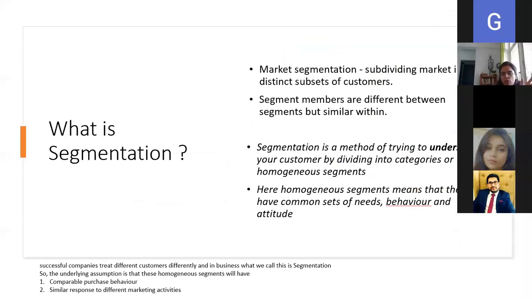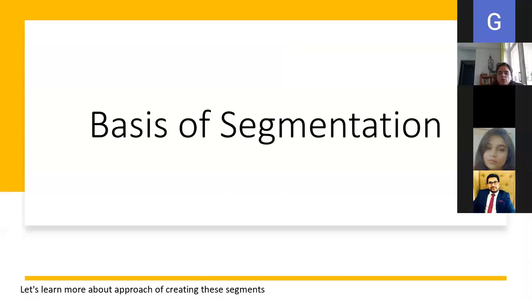So what is segmentation? It's subdividing the market into distinct subsets of customers, where segment members are different between segments but similar within. Homogeneous and heterogeneous, I have already discussed this. Now, what is the basis of segmentation? On what basis should we segment the market? How do I decide that these people are the same, they have similar needs, and how these people are different?